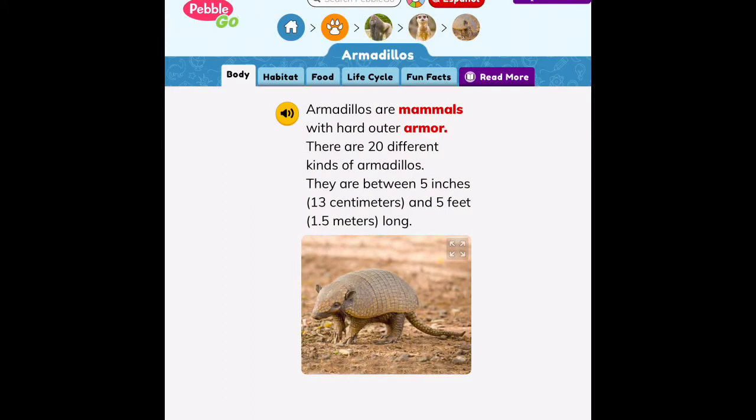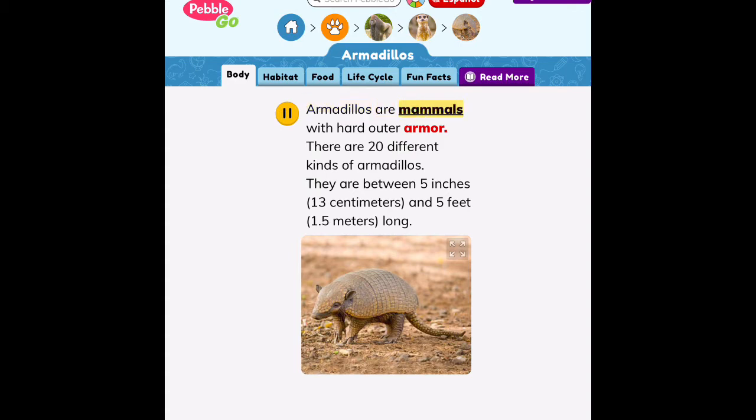Now that I know my armadillo is a mammal, I'm going to learn about its body. Today we're only going to take notes on the first section, which is called body. So I want to gather as many details as I can about the body of an armadillo. I'm going to press the play button and learn about it.